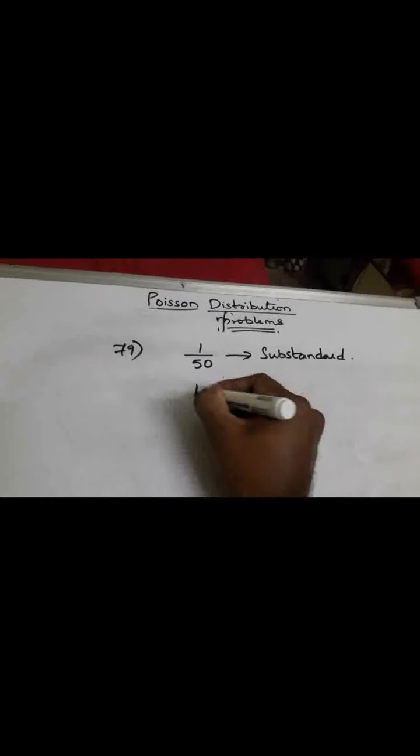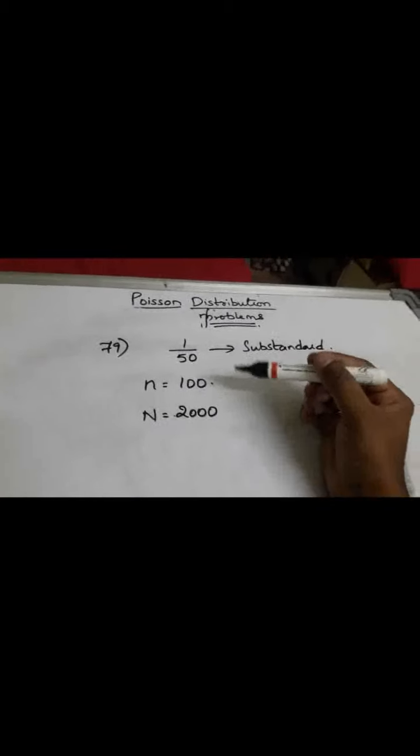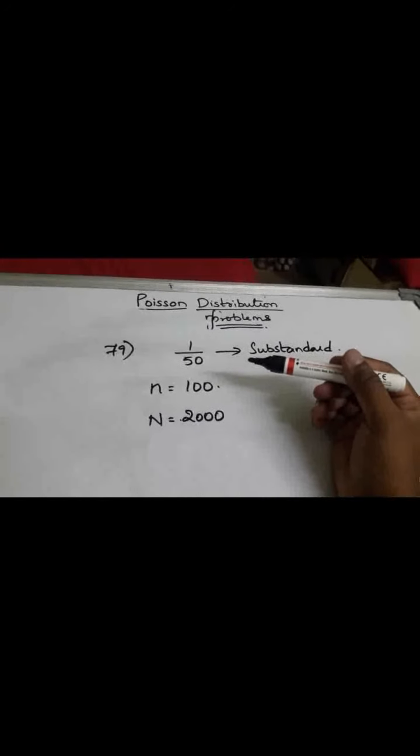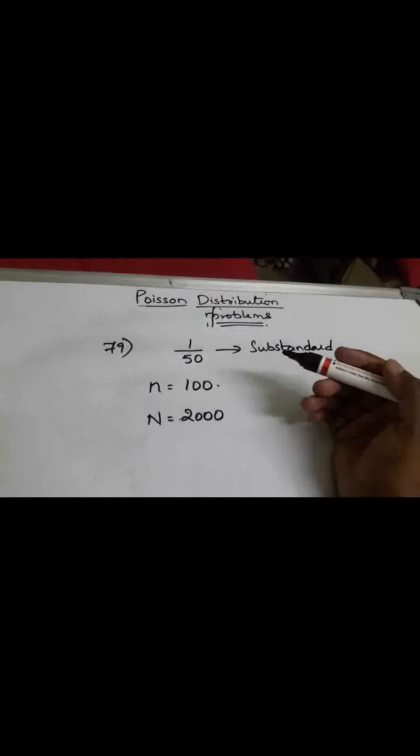1 by 50 valves are substandard. If valves are supplied in packets of 100 each, in how many of a lot of 2000 packets would you expect substandard valves? So this can be taken as small n, this can be taken as capital N.